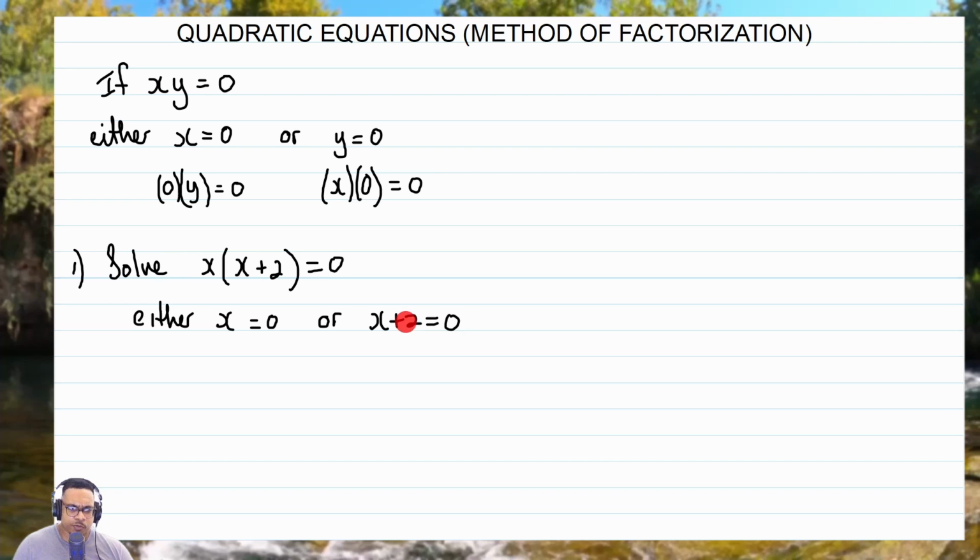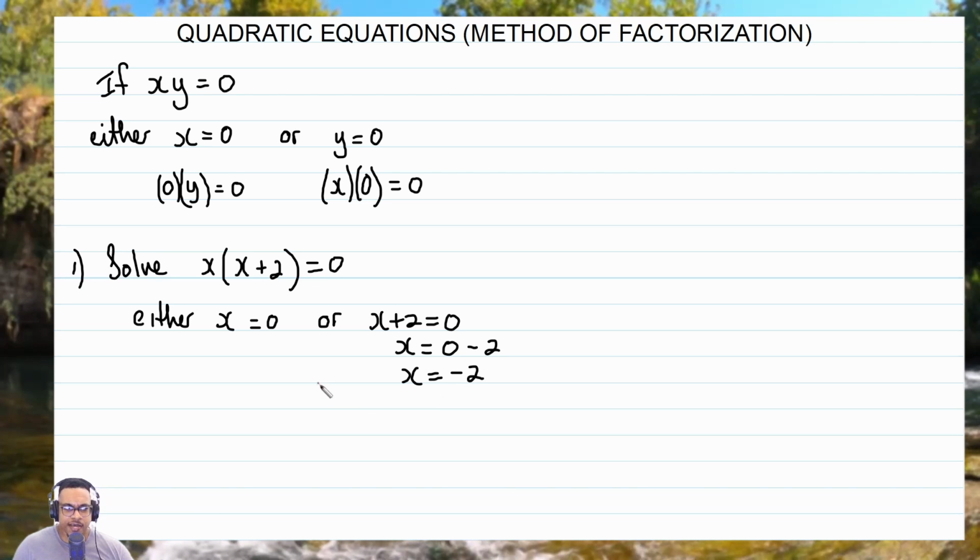We transfer this positive 2 across the equal sign and it changes to negative 2. So I'll have x is equal to 0, take away 2. So x is equal to negative 2. My answers would be x is equal to 0 or x is equal to negative 2.